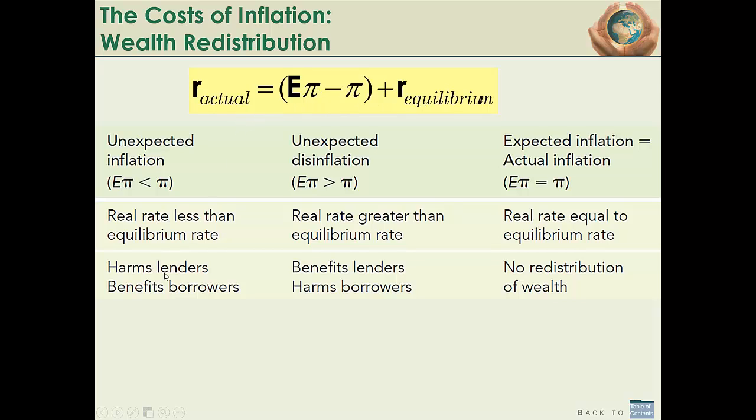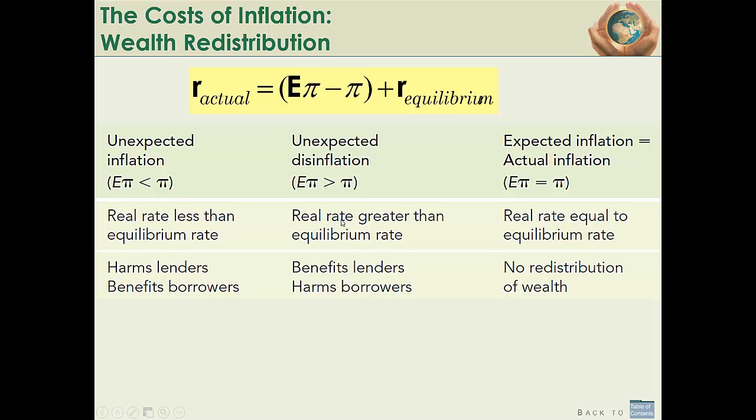In that case, the borrowers are the ones who are going to benefit from this unexpected inflation, and it's going to be the lenders who are harmed. They're going to get a rate that was lower than what they had wanted. If, however, the expected inflation rate is greater than the actual inflation rate observed, this term is positive, and the actual or the real rate of return is going to be greater than what we had expected.